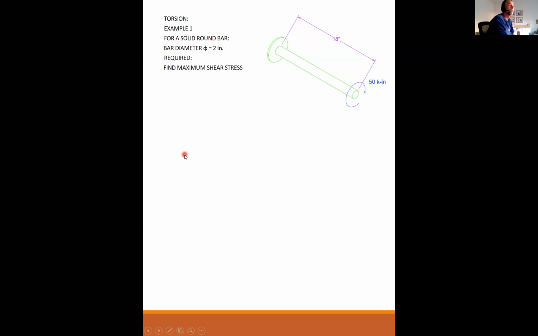So let's do an example. For a solid round bar, like so, this is the free end, this is the fixed end, this is a solid bar, and it's 18 inches long with a 50 kip inch applied moment. We use phi, which is typical in the industry, to represent diameter. So the diameter is 2 inches. What is the maximum shear stress in this bar due to this applied torque?